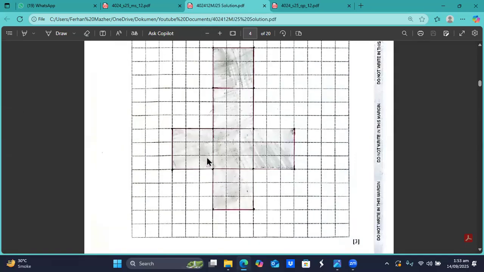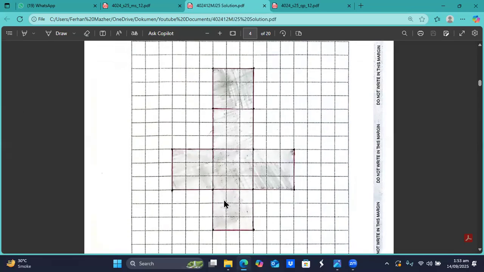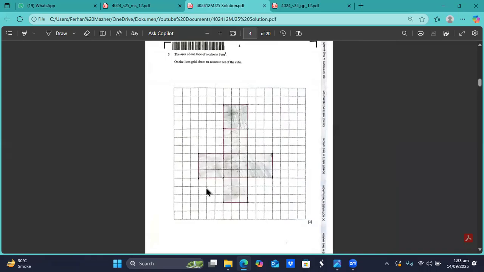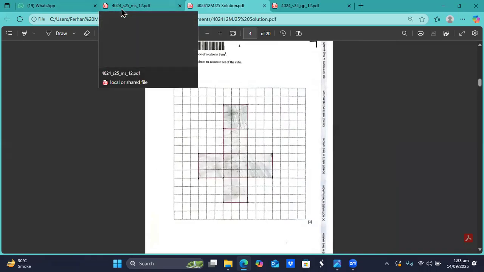Here you can see I have drawn it. This is the floor, this is one wall, this is the other wall, this is the wall, this is the wall, and this is the roof. And every dimension is 3. Can you see that? So this is how you will make this net. Let me show you. Okay, it's a cube. All the sides are equal.